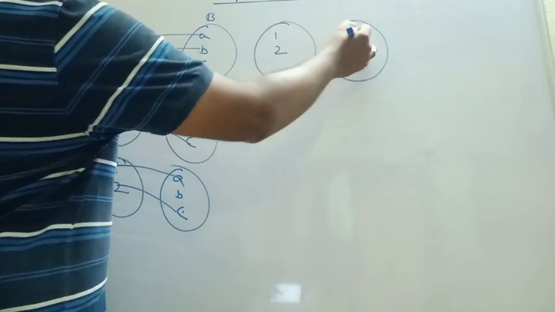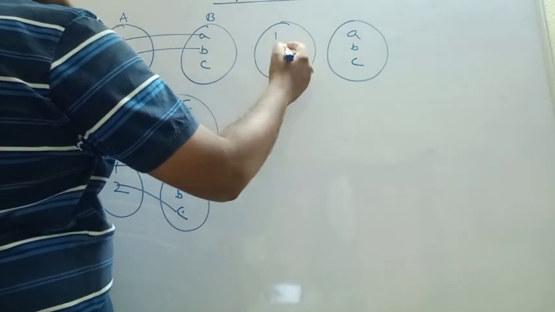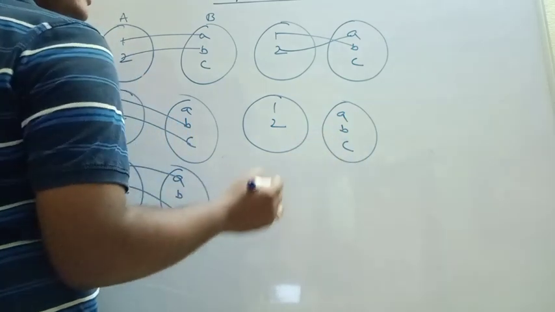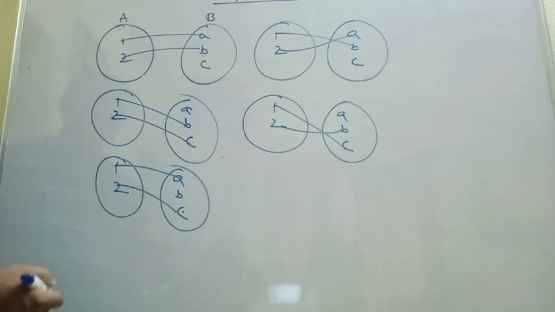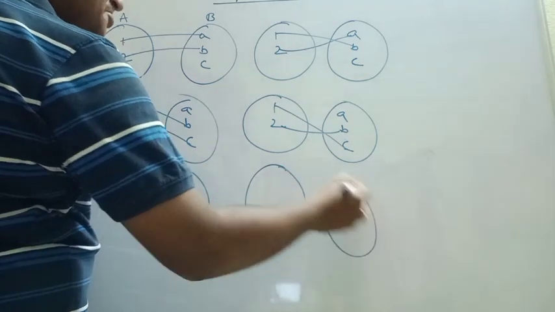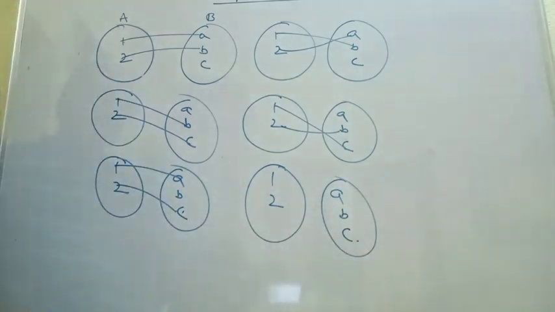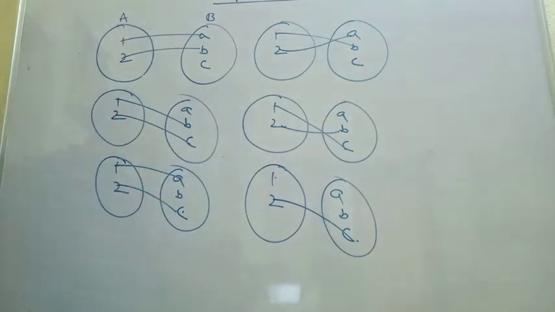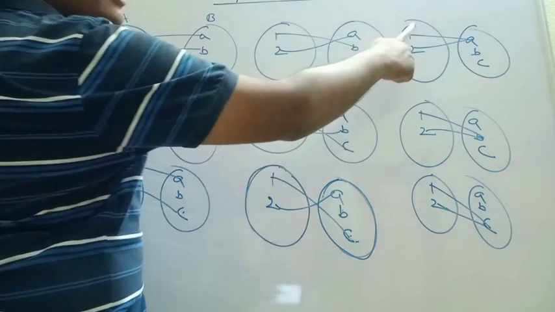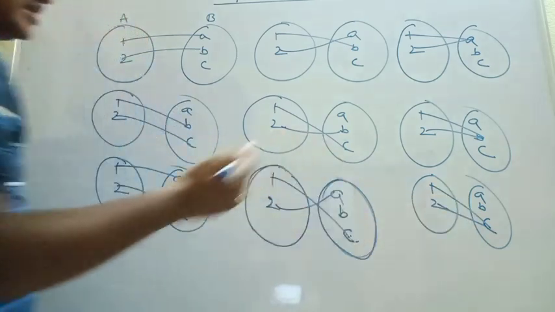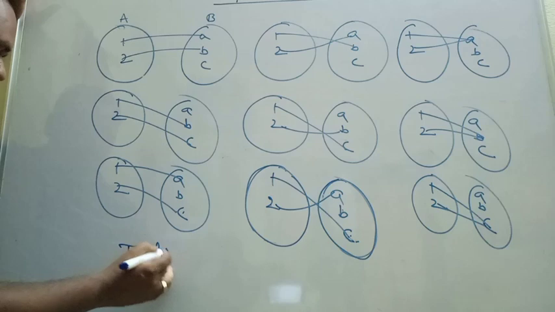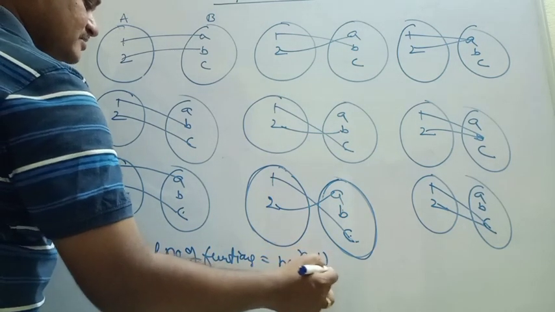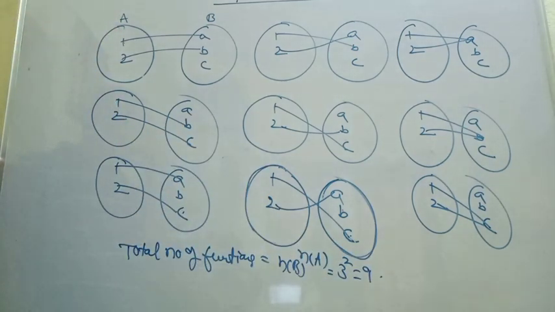Next, you see 1, 2, a, b, c: 2 with A, 1 with B. This is another kind of function, right? Next, 1 with C, 2 with B, another function. Next, 2 with C, 1 with B, that is already given. See here we have 2 with A, 1 with C, and this one 1A, 2A, this is 1B, 2B, this is 1C, 2C. Totally the number of functions is n(B) whole power n(A), that means 3 square, that means 9. We have totally 9 different functions, right?